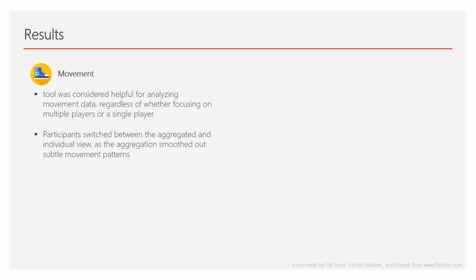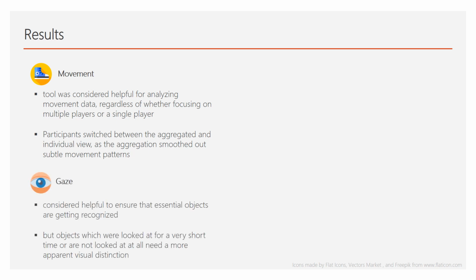From the analysis of the expert feedback, we could see that in terms of movement, the tool was considered very helpful for analyzing trajectories of single as well as multiple players. Especially the aggregated representation appeared to be helpful for detecting areas where a lot of back and forth took place. However, participants frequently used the individual view as well to inspect more subtle movement patterns which got smoothed out during the aggregation.